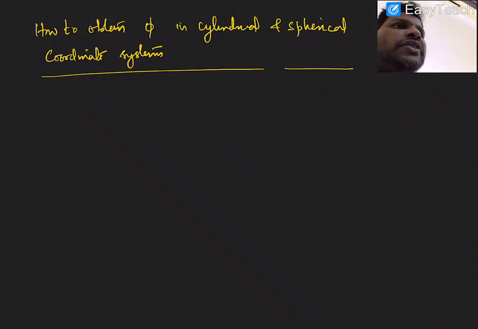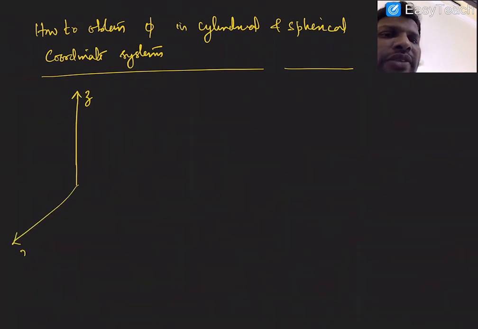Next, we will discuss how to find the value of phi in cylindrical and spherical coordinate systems. You know that phi is the angle which is defined with respect to the x-axis. Let us consider the Cartesian coordinate system. This is x and this is your y.